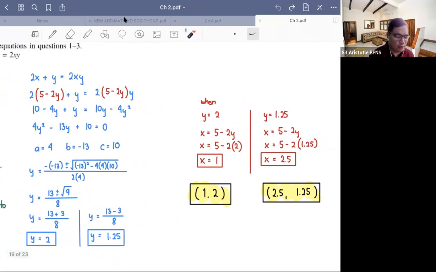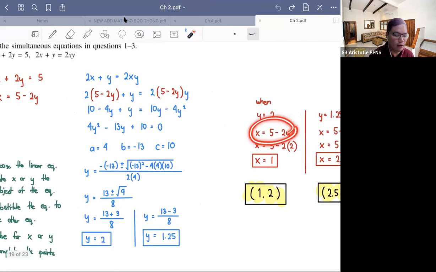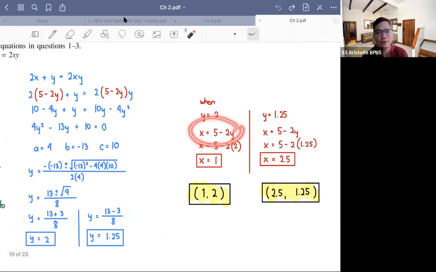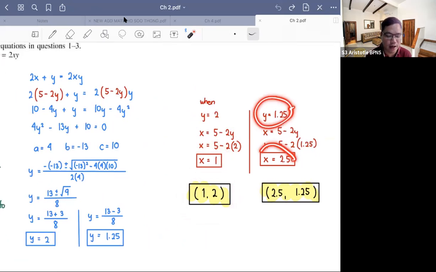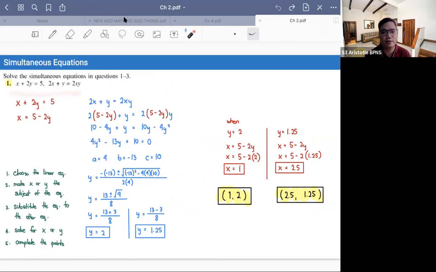Okay, all right, so we have y. So what is x? When y is 2 and when y is 1.25, what is x? So where did I get this formula? Again, it came from the beginning. It came from here. So x is equal to 5 minus 2y. So 5 minus 2 times 2 is equal to 1. So my first point is at 1, comma 2. And then my second point is at 1.25, and then what is x? X is 2.5. So my second point is at 2.5, comma 1.25.